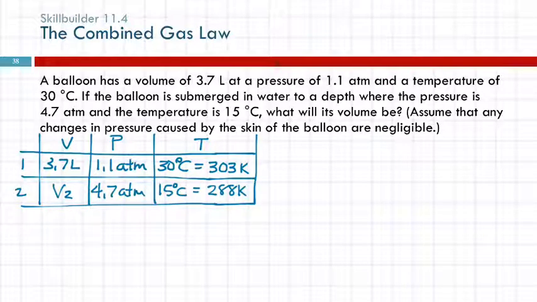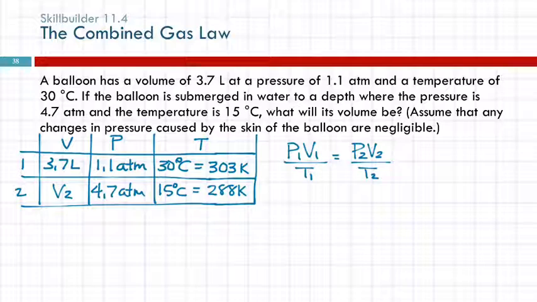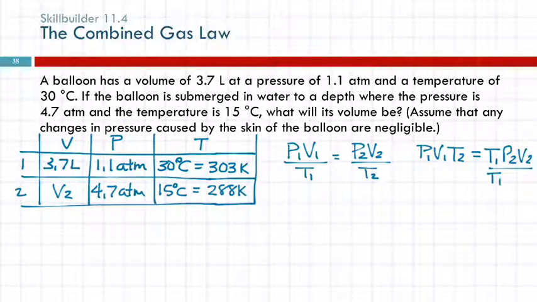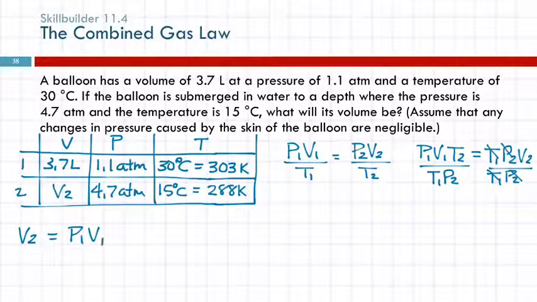I have 3 columns. I need the combined gas law. P1 V1 over T1 equals P2 V2 over T2. So I cross multiply to get rid of the fractions. I want to get V2 by itself. So I'm going to divide by T1 and P2. So those cancel out on that side. So volume 2 equals, I'm going to copy that back down, P1 V1 T2 over, well, let's be consistent, T1 P2.